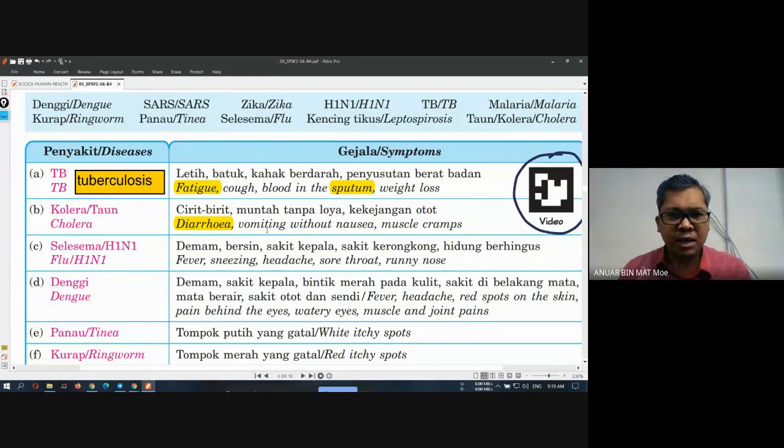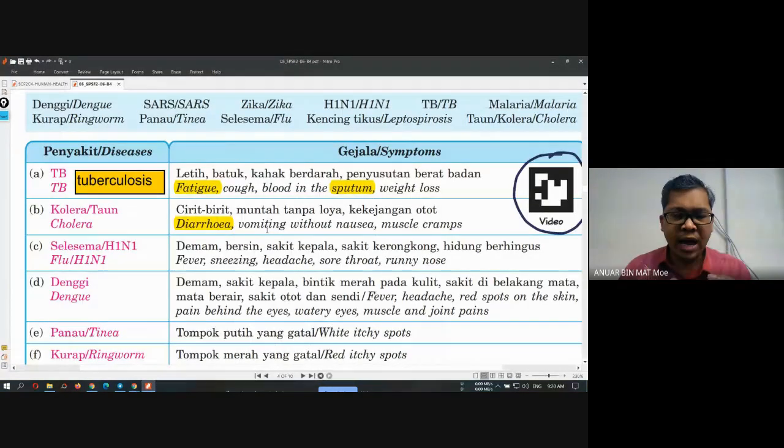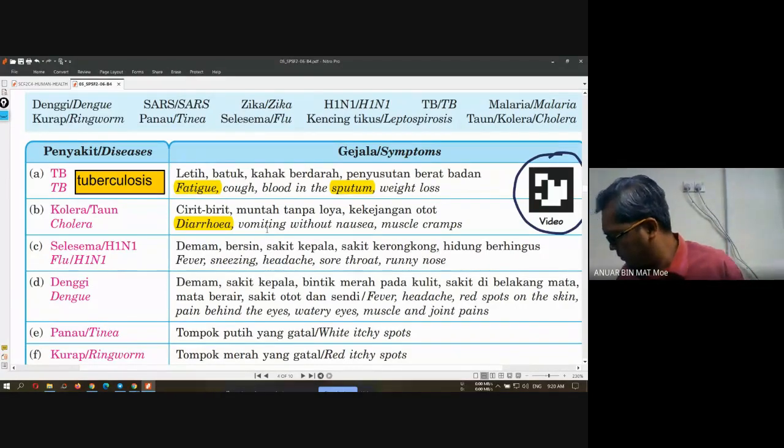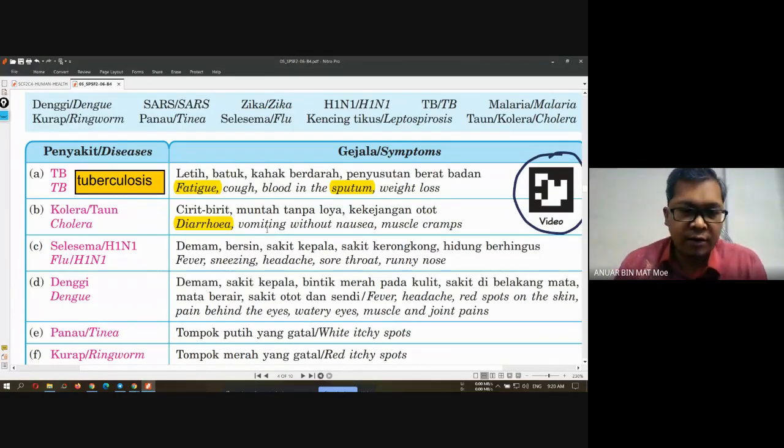Normally, where is the place in the digestive system that absorbs excess water? Where is the place usually? Anybody can tell me the place where it absorbs excess water from the undigested food? Where is the place? Large intestine. Large intestine, yes, correct, very good.